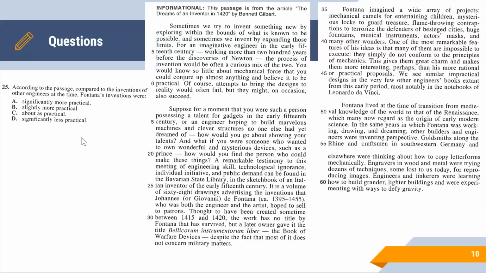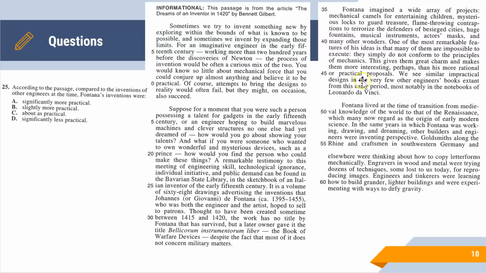Number 25 says, according to the passage, compared to the inventions of other engineers at the time, Fontana's inventions were, pause the video and see if you can answer it. The correct answer here is C, about as practical, and this one can be kind of tricky. If we come over to lines 45 through 48, it says, we see similar impractical designs in the very few other engineers' books extant from this early period, most notably in the notebooks of Leonardo da Vinci.